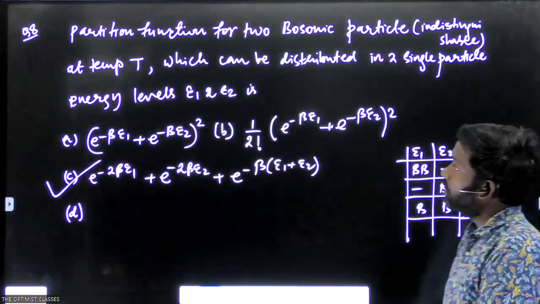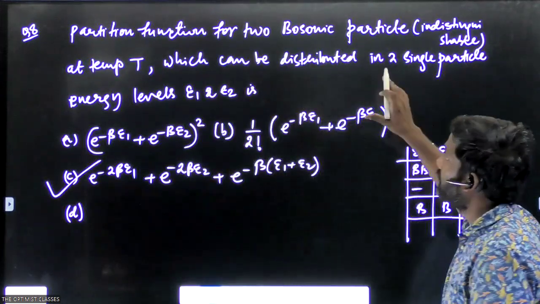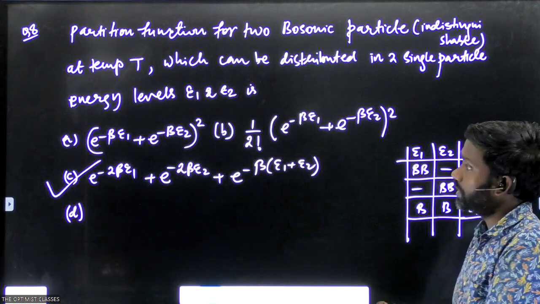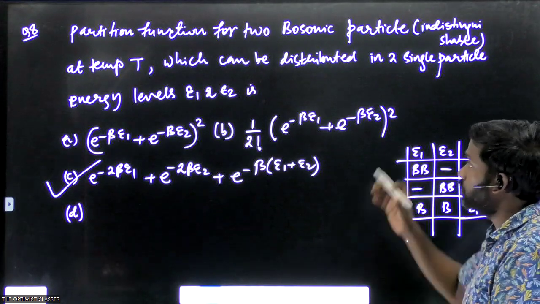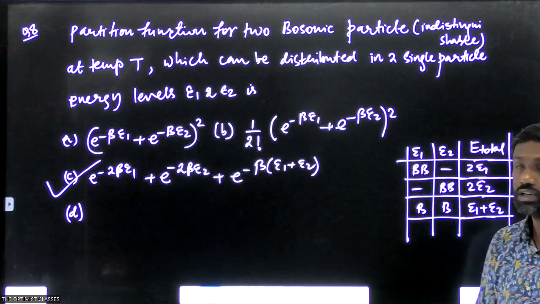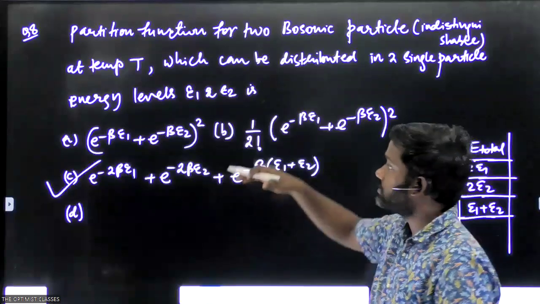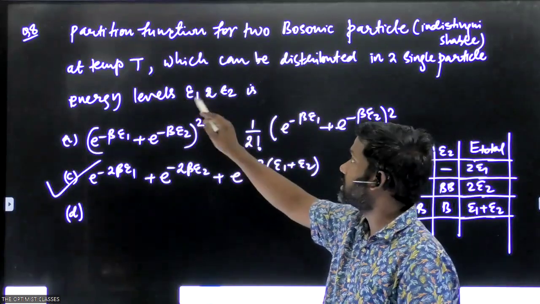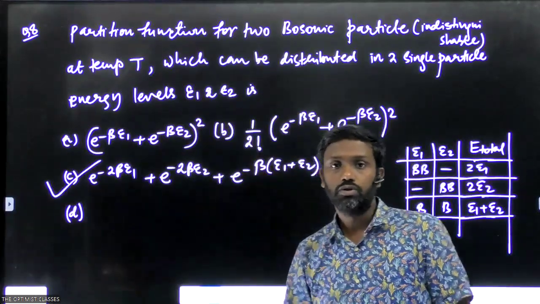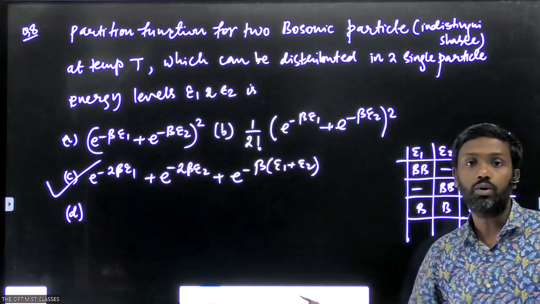Okay. Now the question says to find the partition function for a two bosonic particle system. There are two bosons at temperature T. These bosons can occupy two energy levels, epsilon 1 and epsilon 2. So for this system, we have to calculate and write down the partition function.